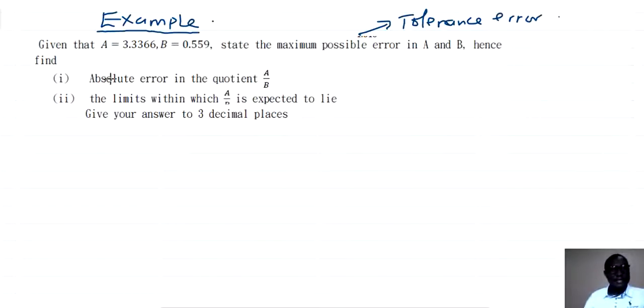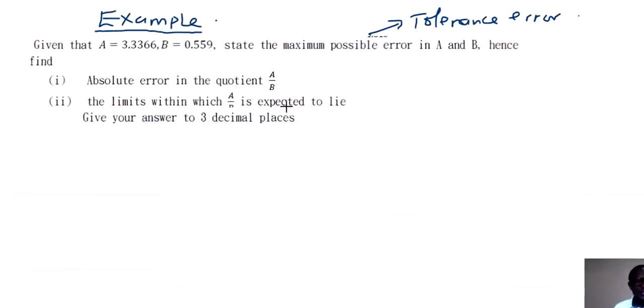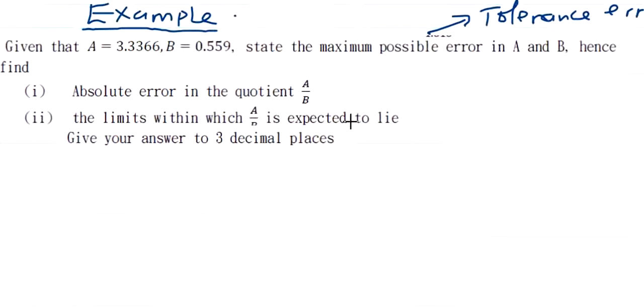Hence, find the error in the quotient. We are just going to use the formula that we have just derived for the errors in the quotient A divided by B. Then after getting the error, of course, it becomes simple to get the limits.